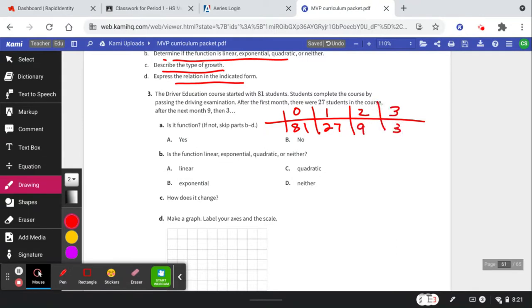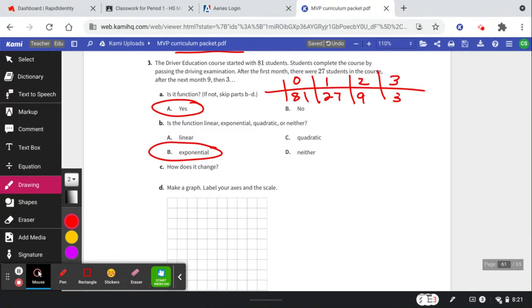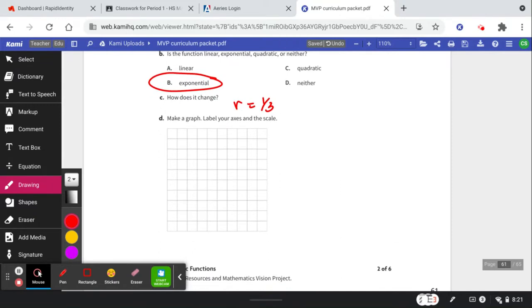So do you see the pattern that's going on here? Is it a function? Yes, because for every input, there's only one output. Is it linear, exponential, or quadratic? We're dividing by 3 or multiplying. How does it change? We've got a common ratio of 1/3, and then make a graph and label your axes.